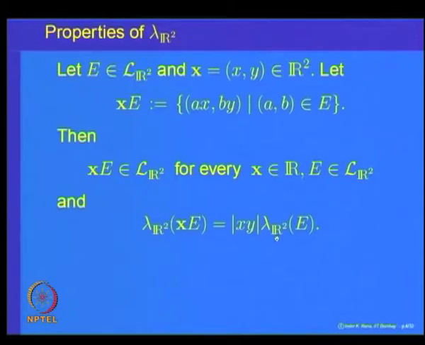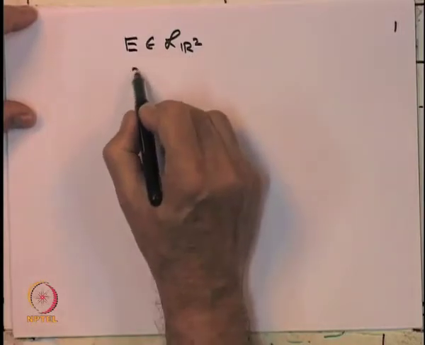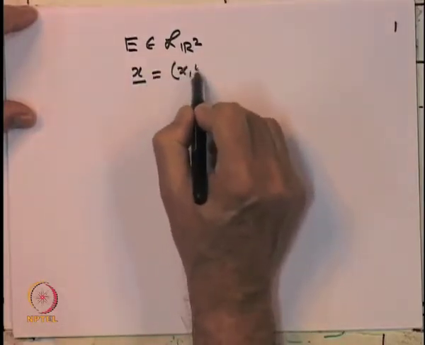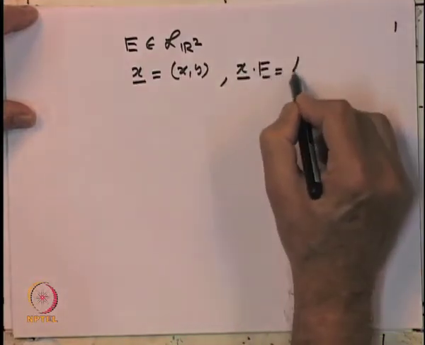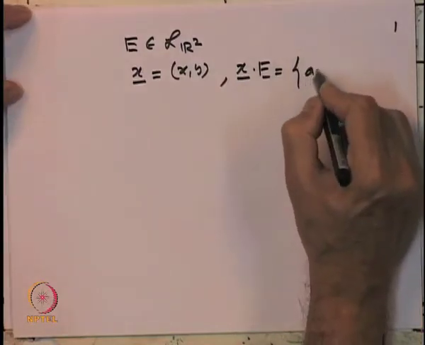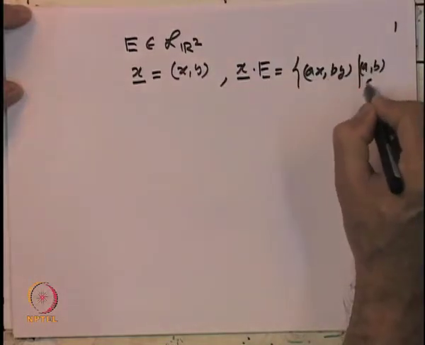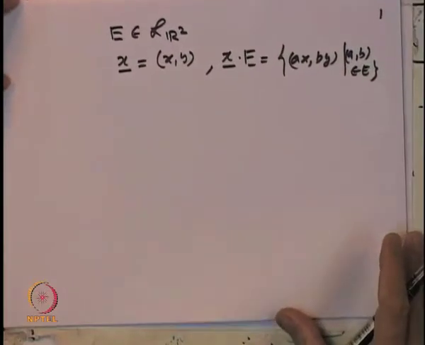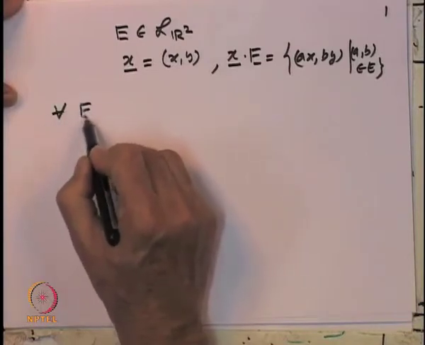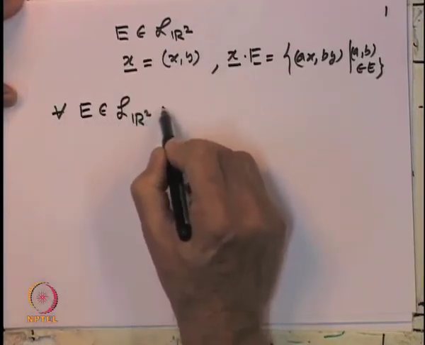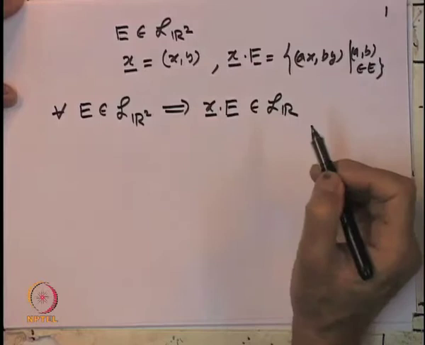So, we are given a subset E which is Lebesgue measurable and we are given a vector x with components x comma y and we look at the vector x dot E, which is all elements of the type a x comma b y, where a and b is an element in E. So, we want to check that for every subset E which is Lebesgue measurable in the plane, the vector x dot E is also Lebesgue measurable. That is the first part of the claim.